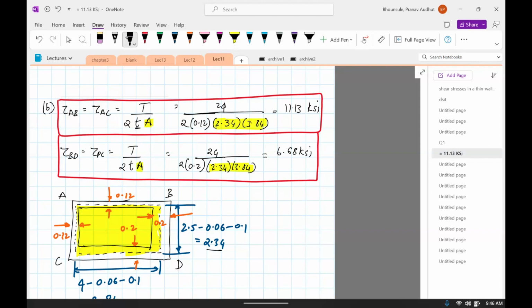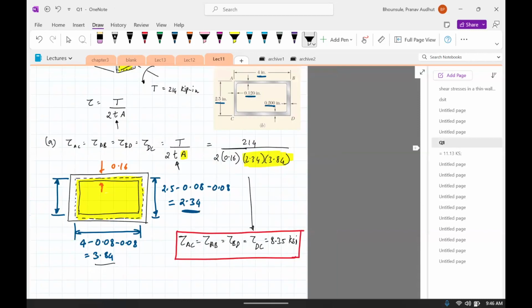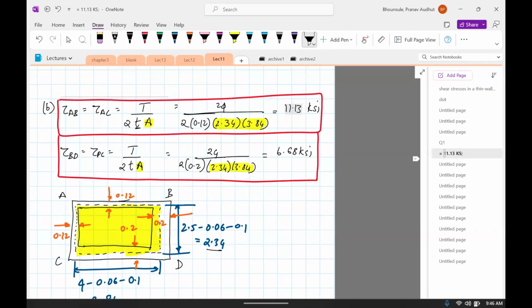See, what we note is that this has the highest stress, 11.13. This one is 8.35. So this is the minimum stress. The highest stress occurs where the thickness is the minimum. And then the least stress, which is this one, occurs where thickness is maximum. So the higher the thickness, the lesser the shear stress.